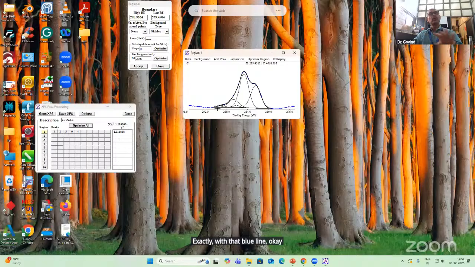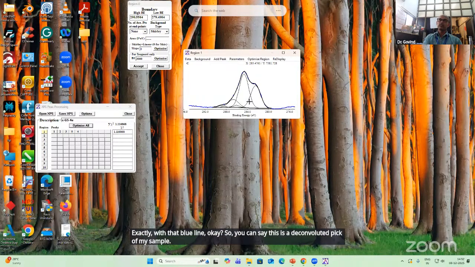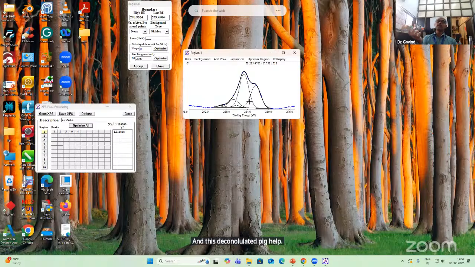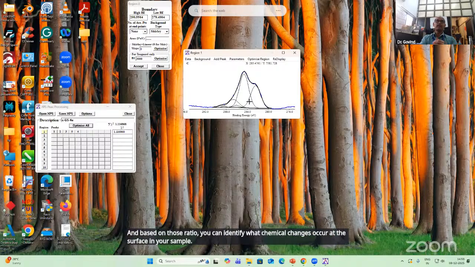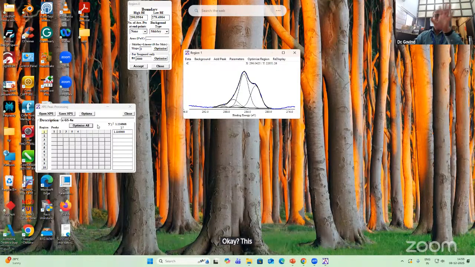Okay, so you can say this is a deconvoluted peak of my sample, and this deconvoluted peak helps to interpret, in the example I have shown, Fe3+ and Fe4+, you can easily identify whether Fe3+ ions are more or Fe4+ ions are more. And based on those ratios, you can identify what chemical changes occur at the surface in your sample. Okay, this is how it is used for the interpretation.